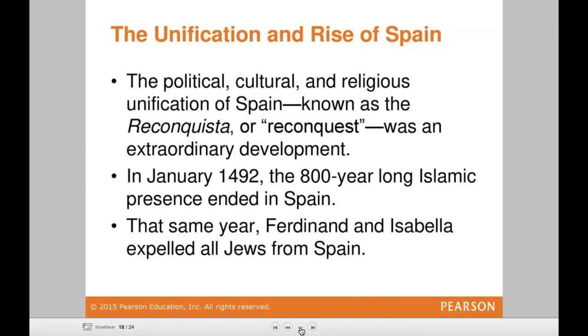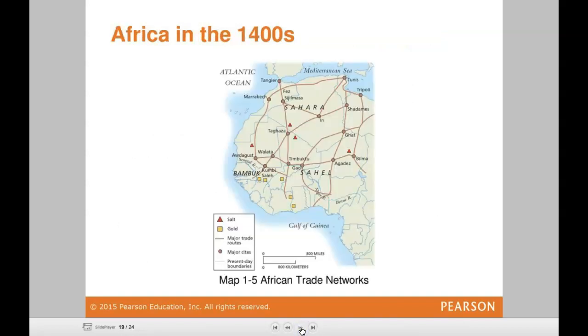In case you're wondering where these names might sound familiar, these were the people who essentially ushered in the age of Columbus and financed him.